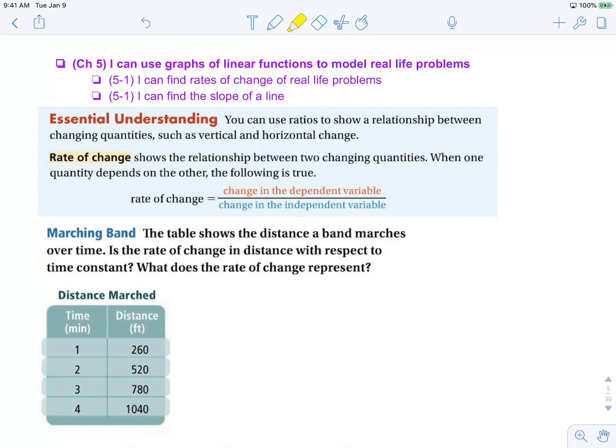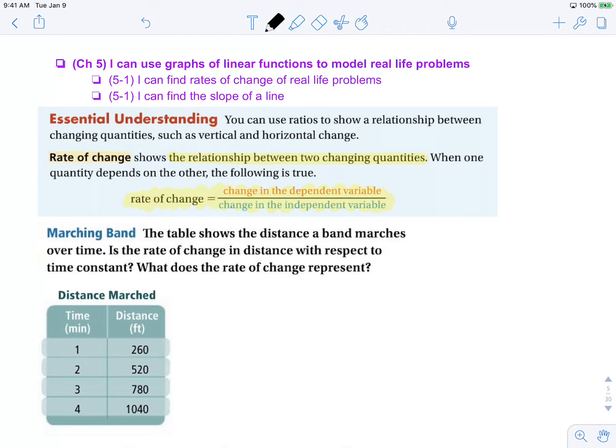You can use ratios to show a relationship between changing quantities. The rate of change shows us the relationship between two changing quantities. When one quantity depends on the other, the following is true. The rate of change is the change in the dependent variable over the change in the independent variable.